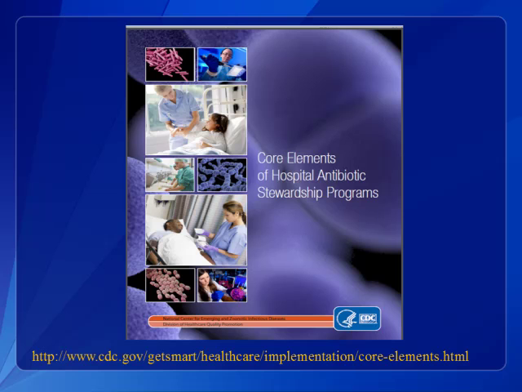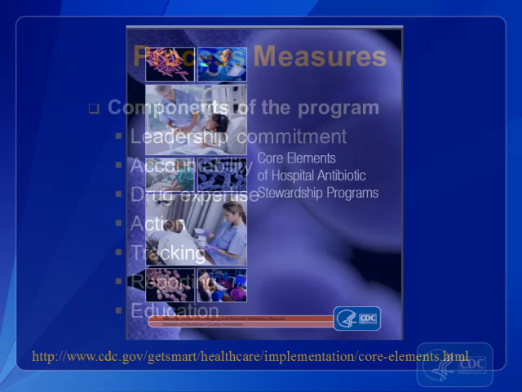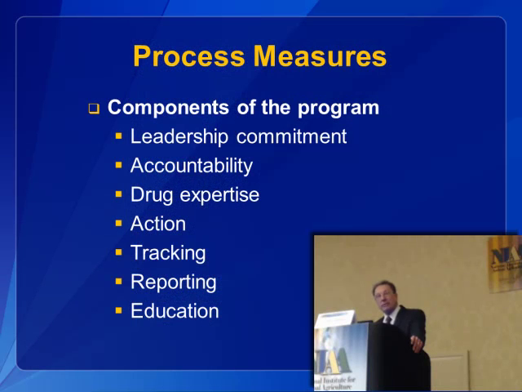CDC has just recently published what are the core elements of a good stewardship program. There are 7. Leadership commitment from the highest levels of the facility. Accountability. Who are the accountable persons in that facility for assuring good antibiotic stewardship? Do those people have the expertise? Do they understand the drugs that they're talking about enough to give advice and to oversee the program? Are actions being taken? It's more than just talking about it.